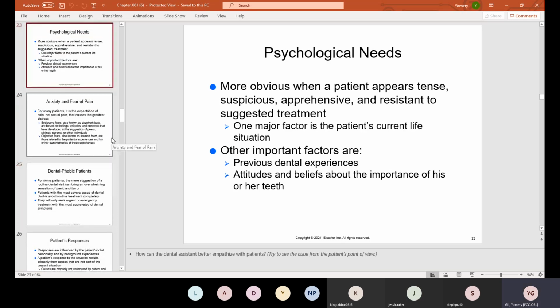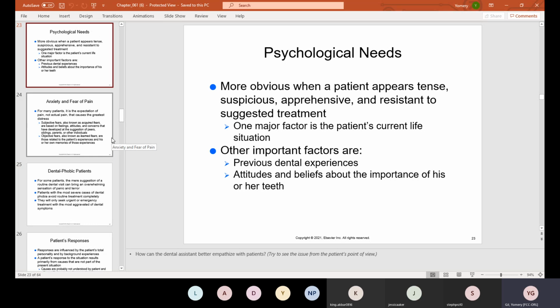Okay, psychological needs. More obvious when a patient appears tense, suspicious, apprehensive, and resistant to suggested treatment. One major factor is the patient's current life situation. Other important factors are previous dental experiences. We all know that sometimes as adults we're scared of the dentist, but it's because of something that happened to us earlier in life, and usually it's when you're a child or if you had a really bad experience as an adult that makes us fear more dental treatment.